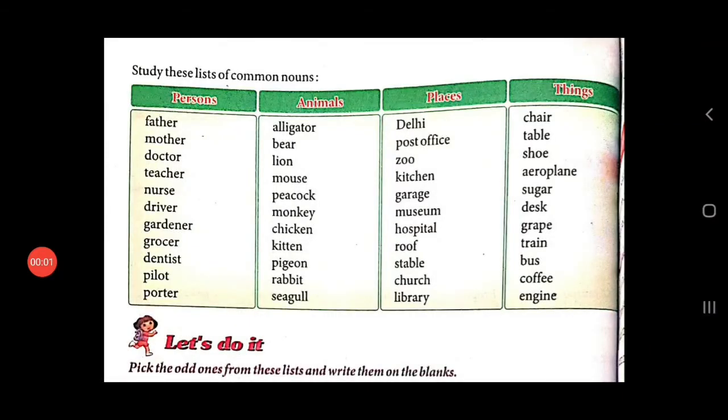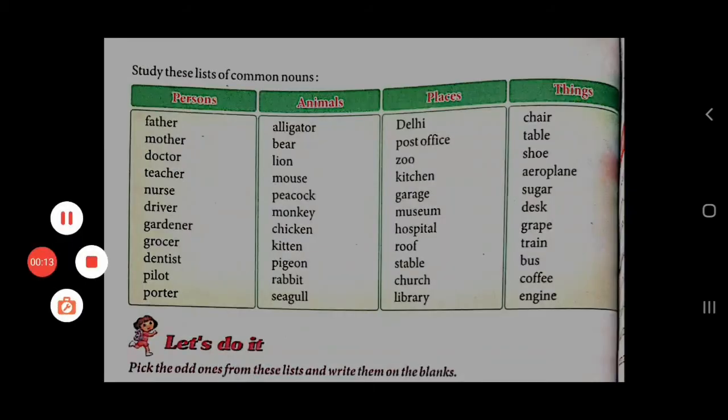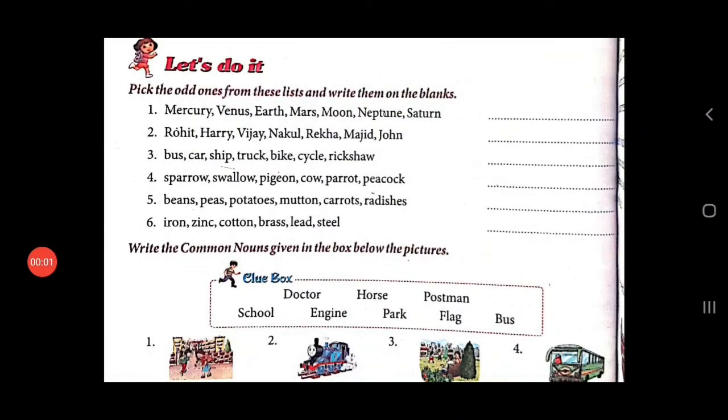Now on page number 18, children, a list of common nouns is given: persons, animals, places and things. So just study it carefully. And on the same page, two exercises are given related to common nouns. I will just explain how you have to do them, and then you have to practice the same.